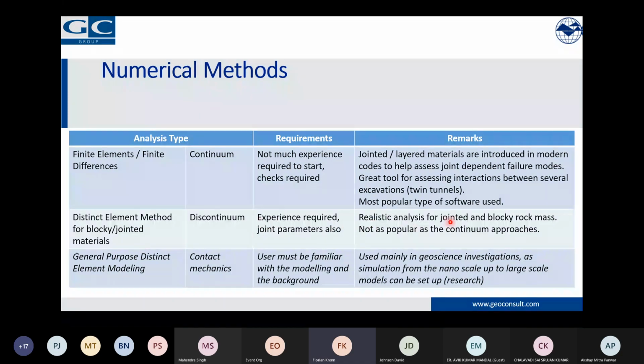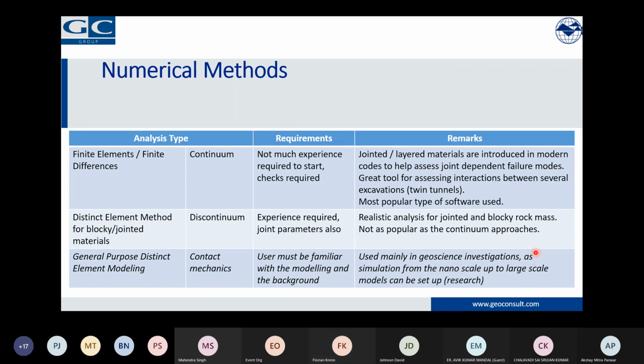And as mentioned before, for jointed and blocky rock mass, this is a very realistic approach, but it's not as popular as the continuum approaches. So when you see projects, many people are using the standard software from the finite element or finite difference method. And now, as I said earlier, there is the general purpose distinct element modeling, which is relying on contact mechanics. So the user must be familiar with the modeling and the background. And that's why the circle of people using that system is relatively limited, and it's used mainly in investigations.